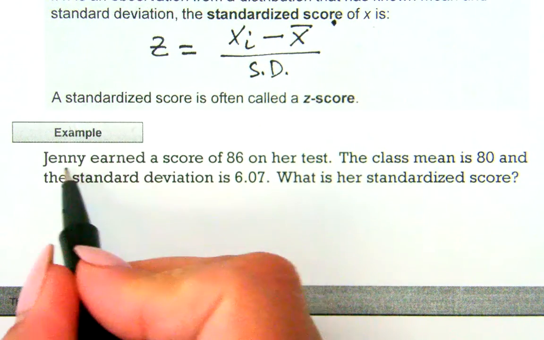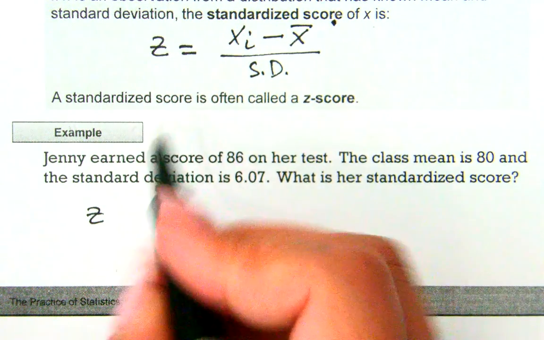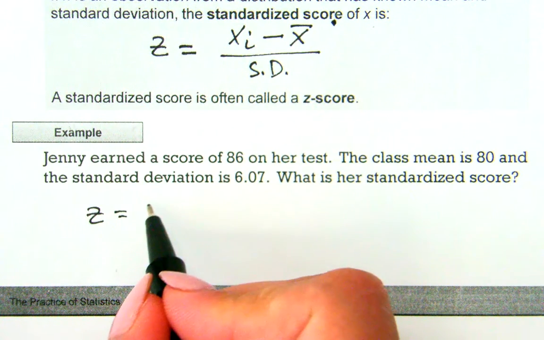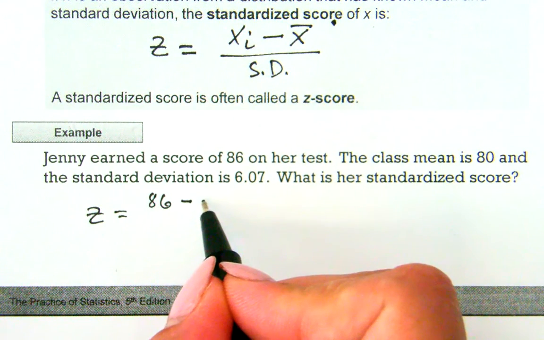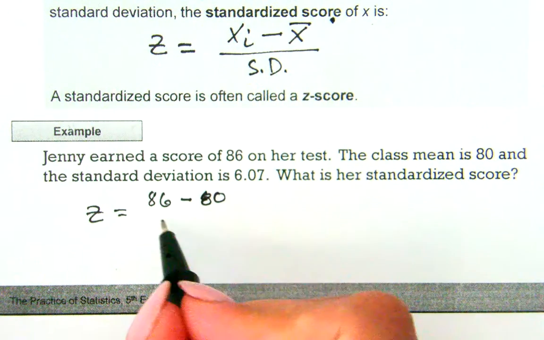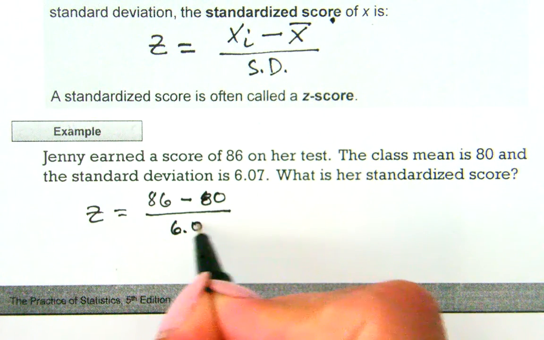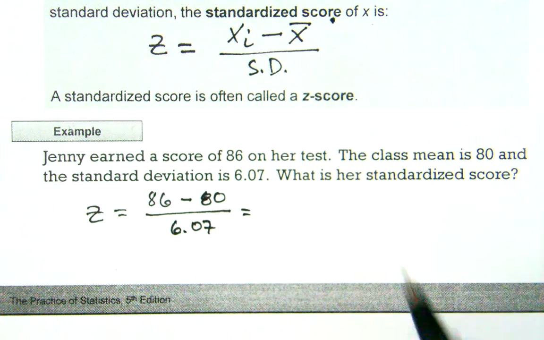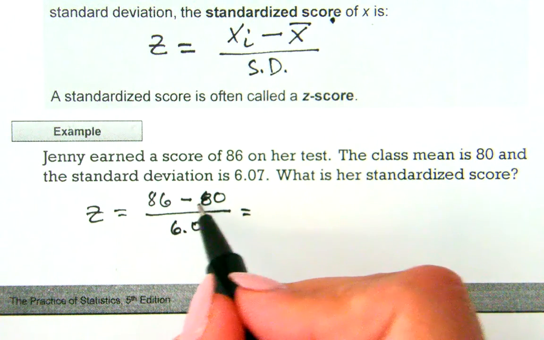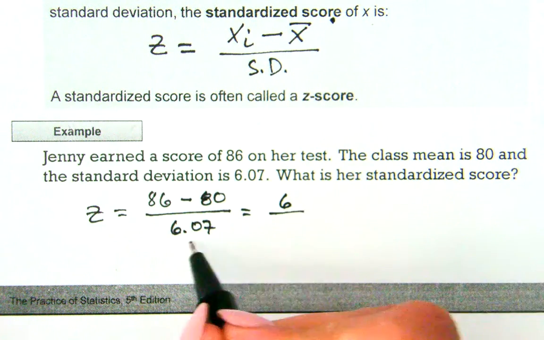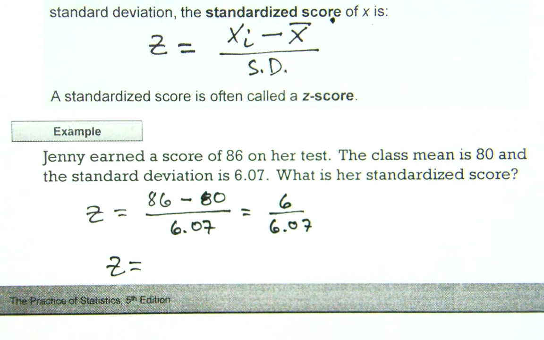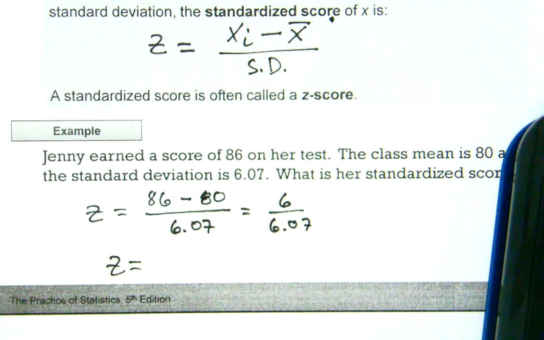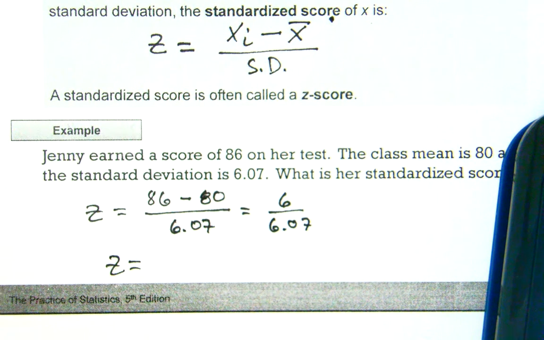So Jenny's z-score, or her standardized score, is equal to, she got an 86, subtracted by the mean of the scores, which in this case was 80, and the standard deviation was 6.07. All right, that shouldn't be too much of a problem. 86 minus 80 is 6. 6 divided by 6.07 should give you a z-score of, I have no clue.